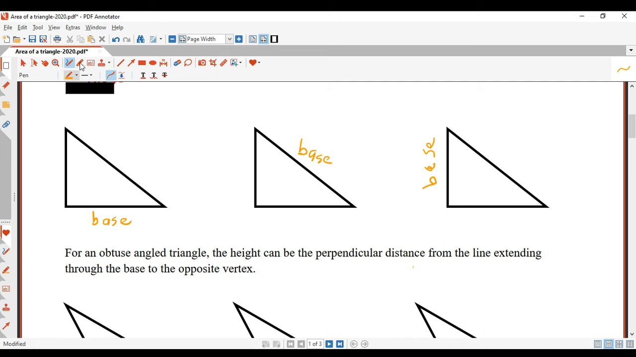Okay, so here we go, here's my highlighter tool. So here's my first base in the green. Here is my second base in the green, and here's my third base. So any one of these, any side of a triangle, can be the base. Now, the height can't be any side. The height has to be at 90 degrees to the base. Now you can see here that this line is 90 degrees. In actual fact, for the right angle triangle here, let's just change colors for a minute.